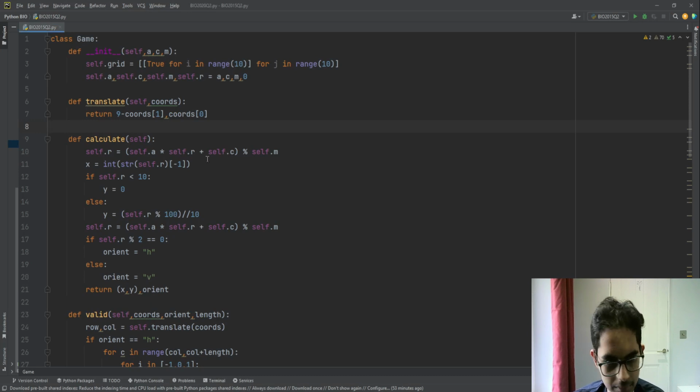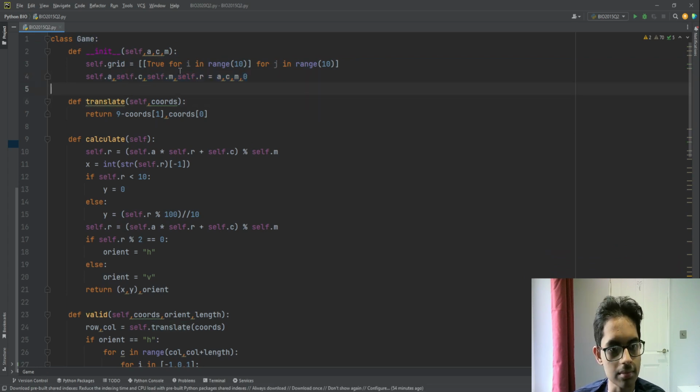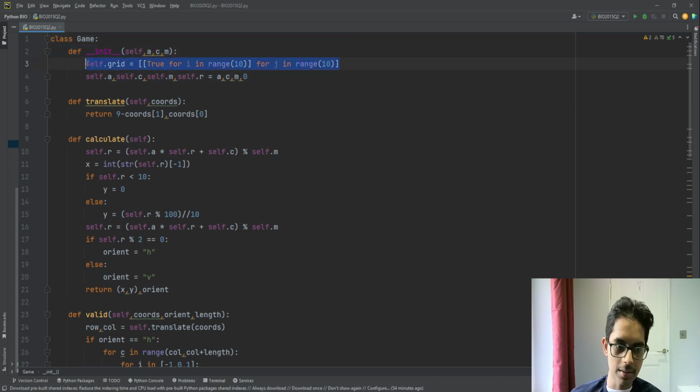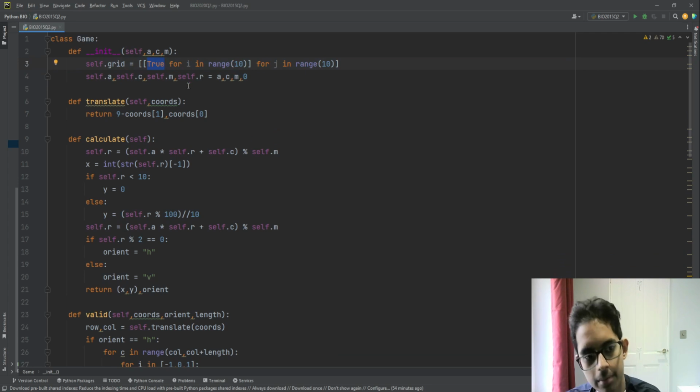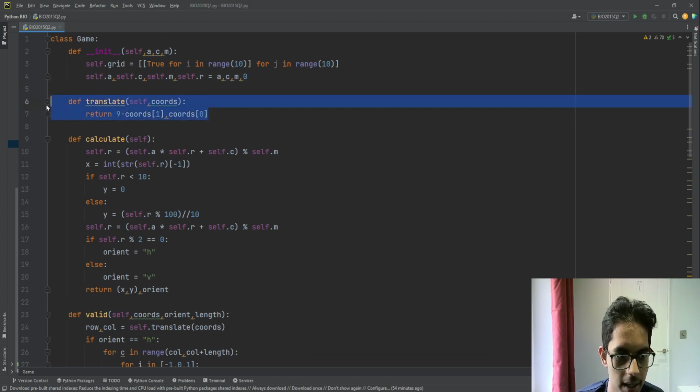Now, with those two main parts of the question in mind, let's have a look at the solution. Okay, so I started by creating this class Game, and we initialized these two particular things. First of all, the values of A, C, M, and R, since these are just input, so we might as well just take them as input to the class and initialize them. And we also have this grid. This grid represents the 10 by 10 grid, and the reason why I have true for all of them is because how I will denote whether a cell has been occupied or not is by a Boolean value, true or false. True means that the cell is free, and false means that the cell is occupied, so it's not free.